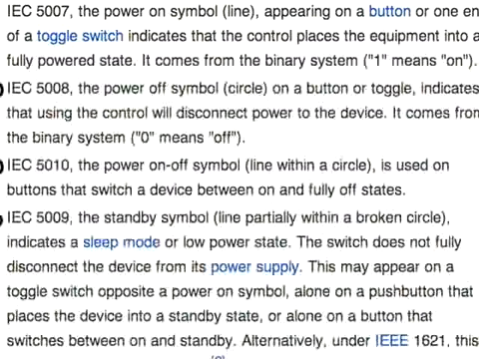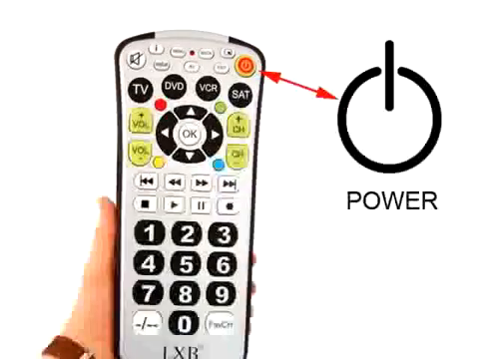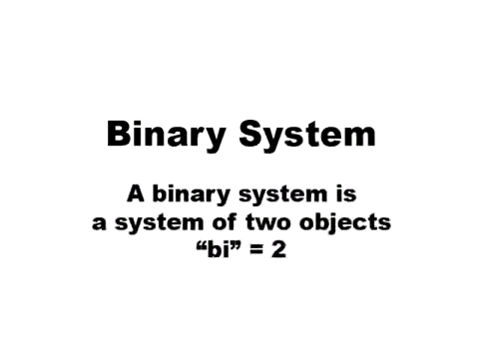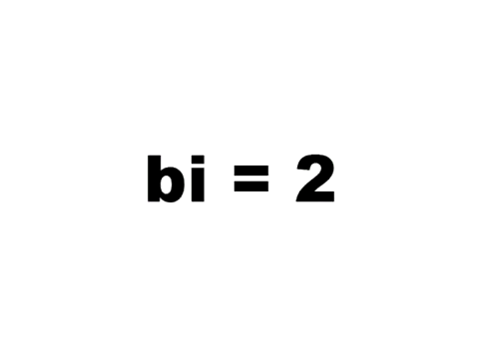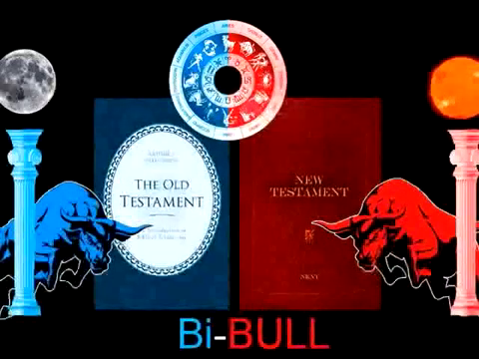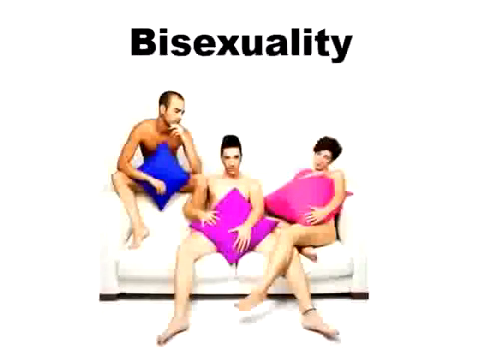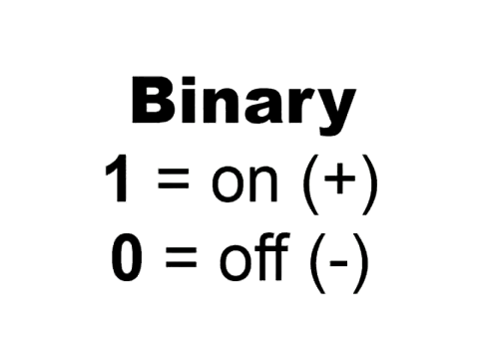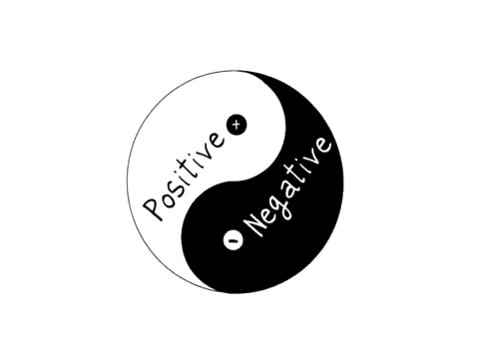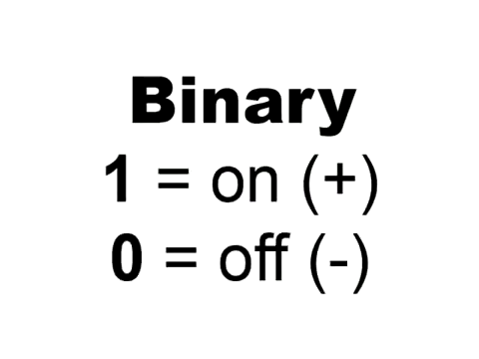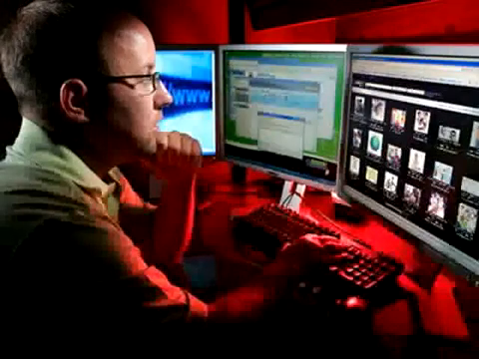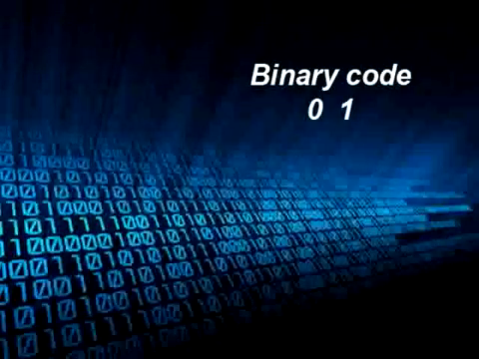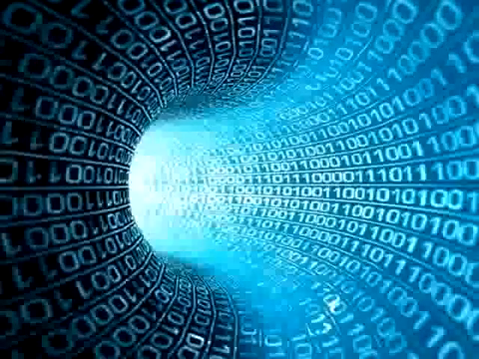So when you begin to read about where the power button symbol comes from, you'll find that it comes from the system known as the binary system. Bi meaning two. Exactly like the Bible, or bipolar, or bisexuality. So the power button symbol consists of two objects within one. The binary of the 1 and the 0, the positive and the negative, the on and the off. Now, most people know that a computer also uses the binary system, which consists of the zeros and the ones. So the 0 and the 1 are symbols, and they represent and have specific meanings.